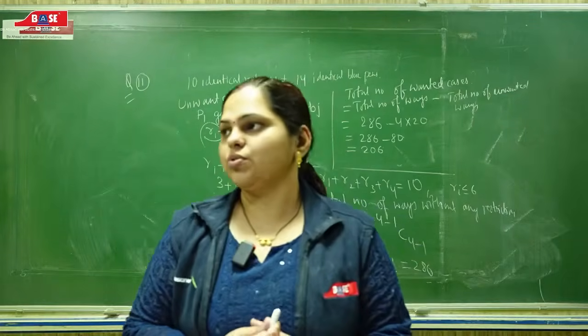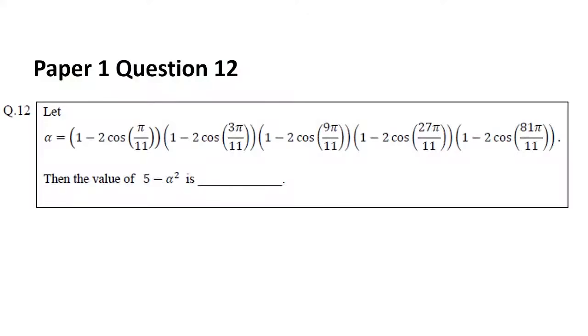Now moving forward to the next question, everyone. So this is a trigonometry question from your favorite topic, which you have done in the first year. Now here what you have to observe is that this is 1 minus 2 cos theta into 1 minus 2 cos pi by 11 into 1 minus 2 cos 3 pi by 11 into 1 minus 2 cos 9 pi by 11, and so on, till 81 pi by 11, correct?